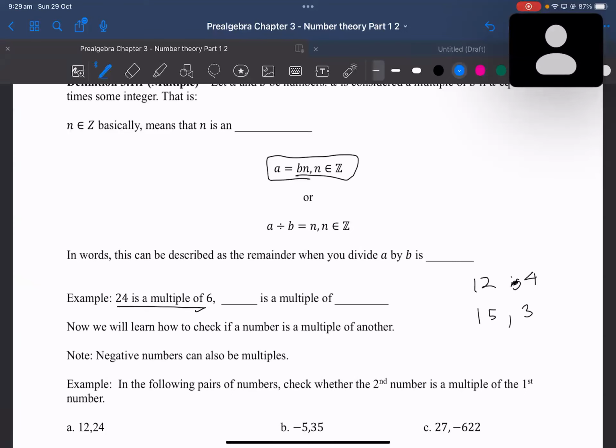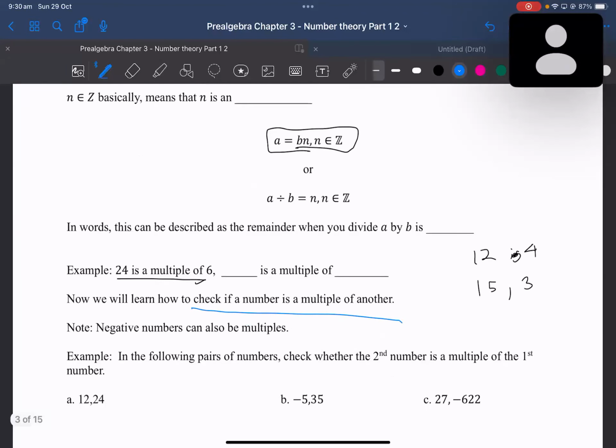This second definition is really important for checking if a number is a multiple of another. So what we do is check whether the second number is a multiple of the first number, in this example, by dividing them together. Does that make sense? And that's how you can check.